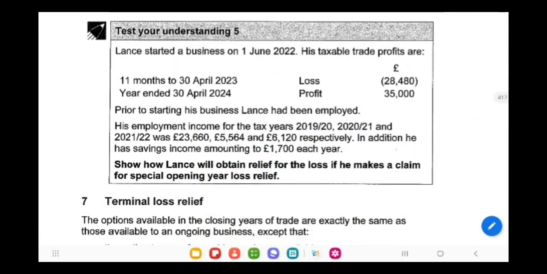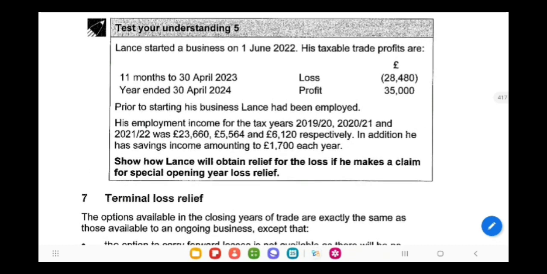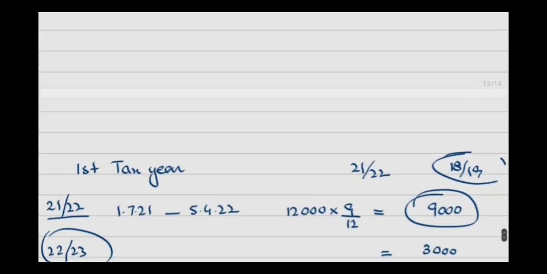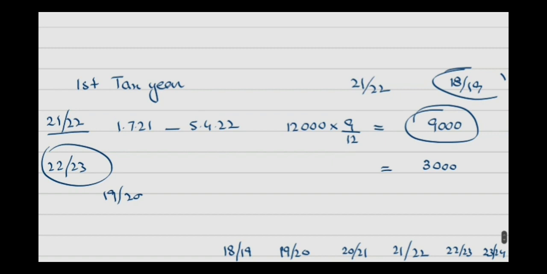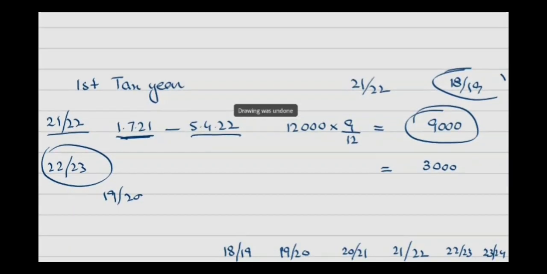Now in this regard you have to do test your understanding 5, but it is better that I guide you, because again you have to identify that out of this 28,480 of loss, which loss relates to which tax year. As we have considered this working first, from the beginning of the business till the first tax year ending date, we have to identify the loss for this period. So the same is the case in this question as well. So you have to try this question, test your understanding 5. Then it is about terminal loss relief.